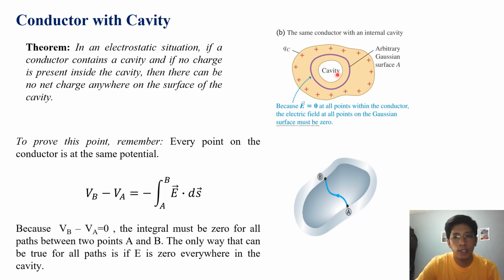So there should be no charges here for this equation to be true. Because if there were charges here, then that means there is an electric field here, and you will not be able to get your VB minus your VA equal to 0, because of the presence of an electric field here, if ever there is an electric field in your cavity.